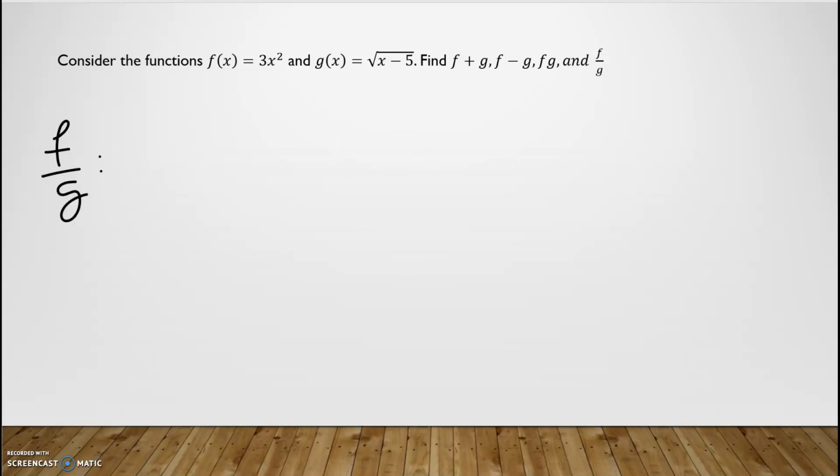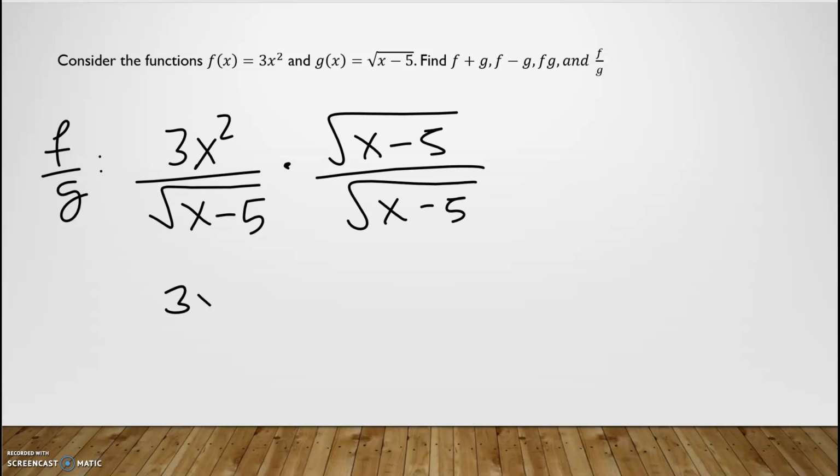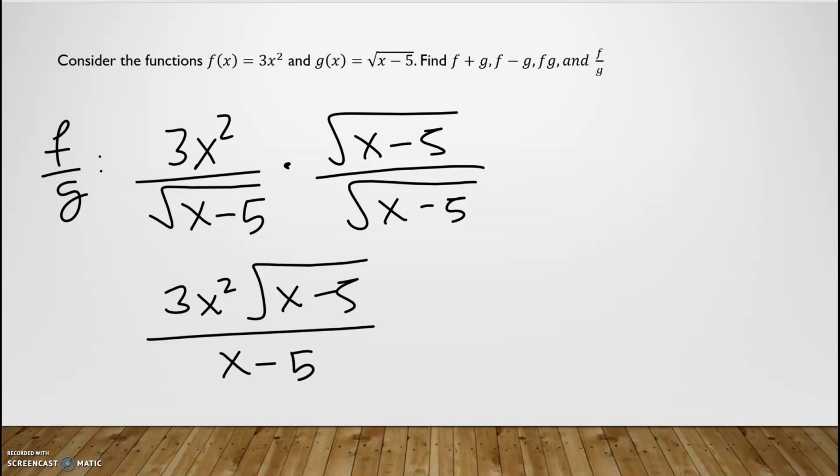Okay, now let's look at 3x squared divided by the square root of x minus 5. Now I can't leave a square root in the denominator, so what I need to do is rationalize. So I'm going to multiply the radical times the top and the bottom. So we'll have 3x squared times the square root of x minus 5. And then a radical times a radical really just cancels each other out. I'm left with what's on the bottom. So x minus 5.